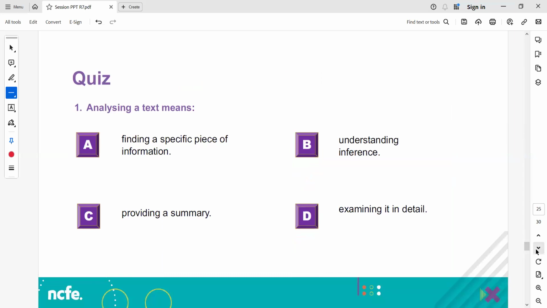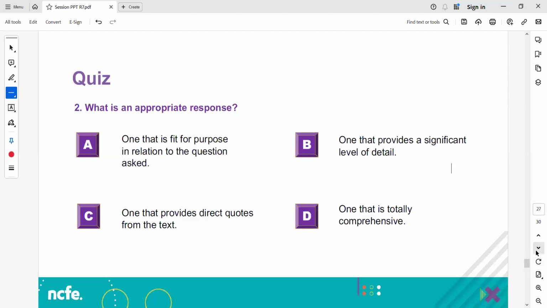Good. Okay, we're nearly finished now. Sorry we have overrun a little bit, but we are towards the end now. So analysing a text means finding specific information, understanding inference, providing a summary, or examining it in detail. Okay, so if we analyse a text, we are examining it in detail.